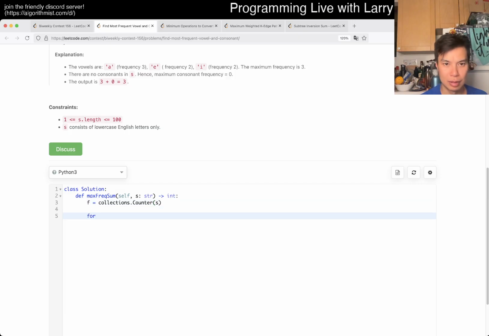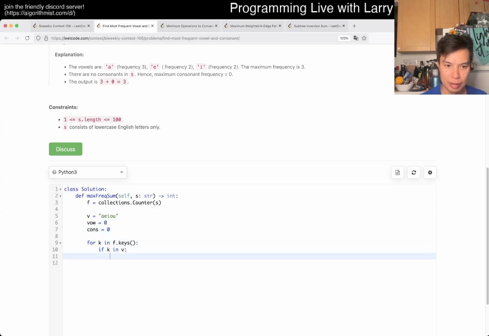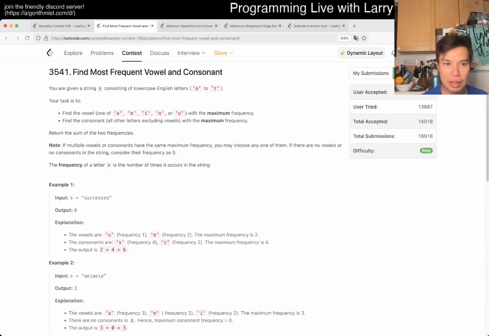Therefore, T in number of keys. If K is in V, then we want to say wow is equal to 0, cons is equal to 0, maybe, right? Then what do I say? Wow is equal to max wow f of k. Otherwise, it's a constant, it's equal to max constant f of k, right? What do we do, sum of them? Okay.